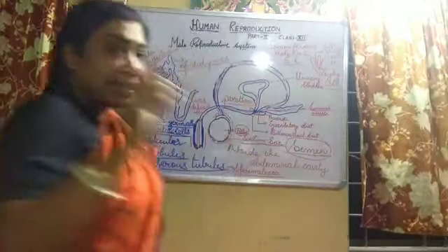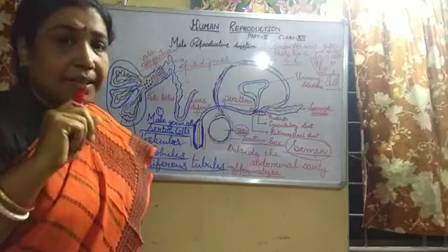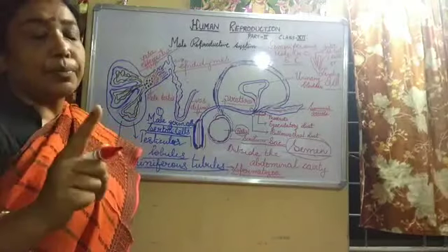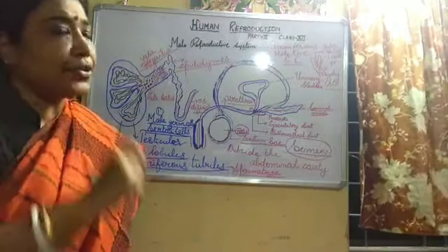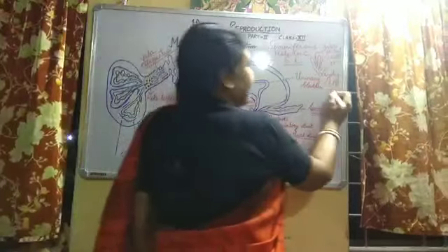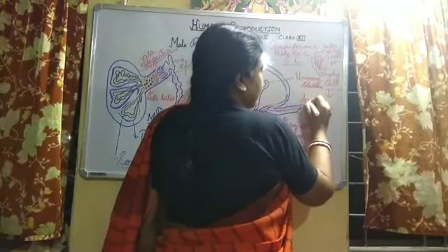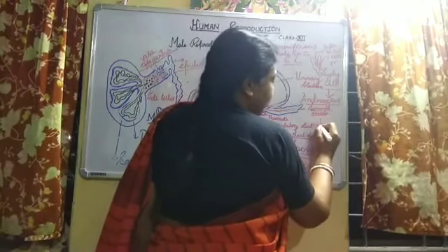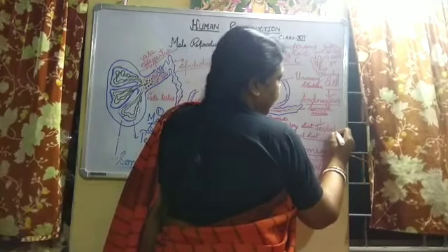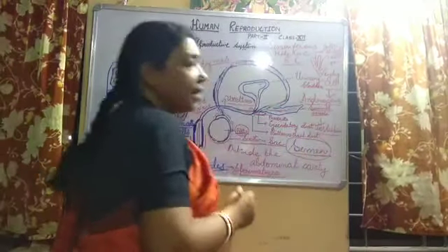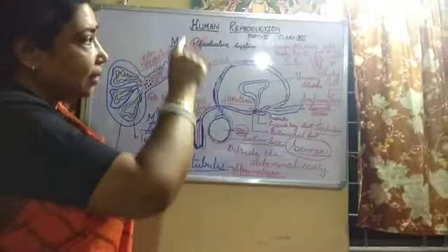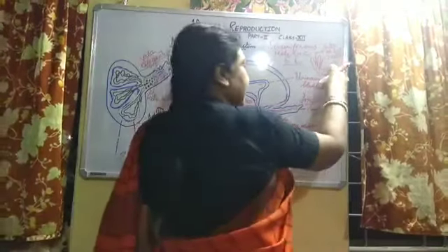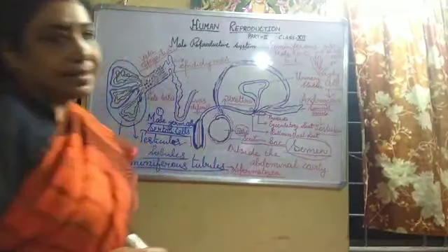Now, the testis is not only responsible for producing the male gamete, it is also responsible for producing the male hormones, that is the androgens. And who produces it? This Leydig cell is responsible for the production of androgens, the male hormones. You know testosterone, that is the male hormone which you have studied. So Leydig cell, in the space between two seminiferous tubules, is responsible for producing testosterone.